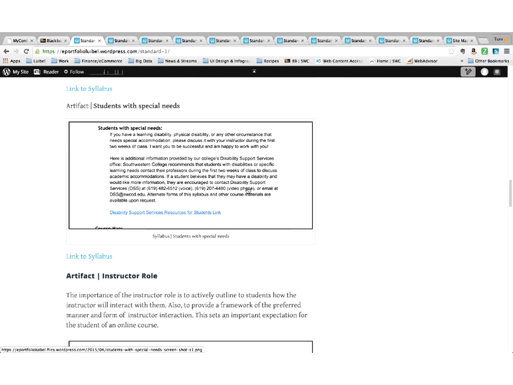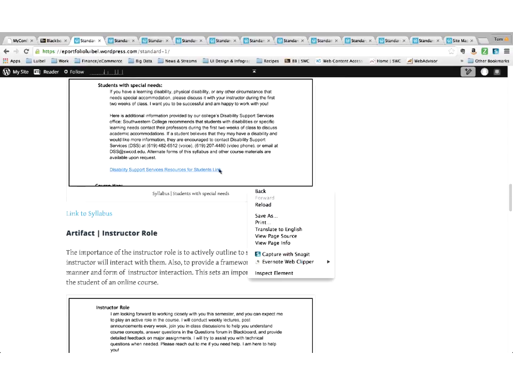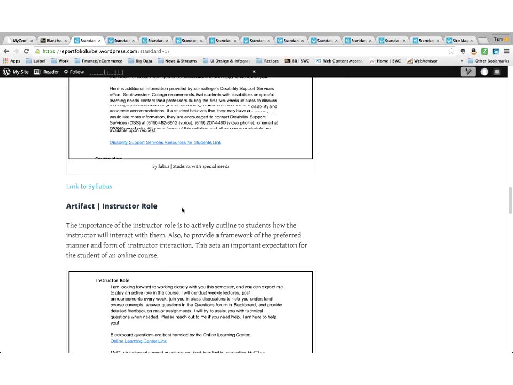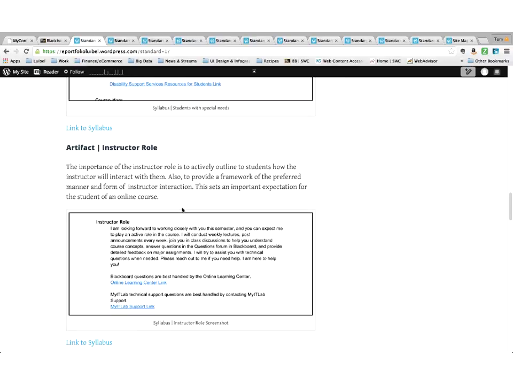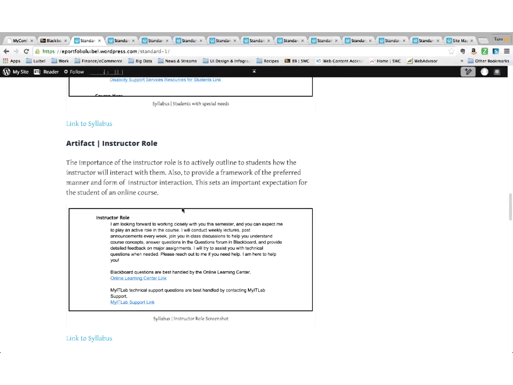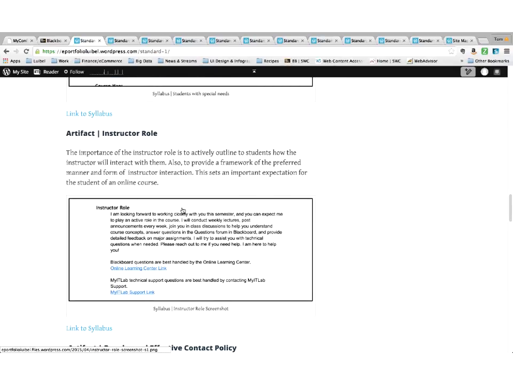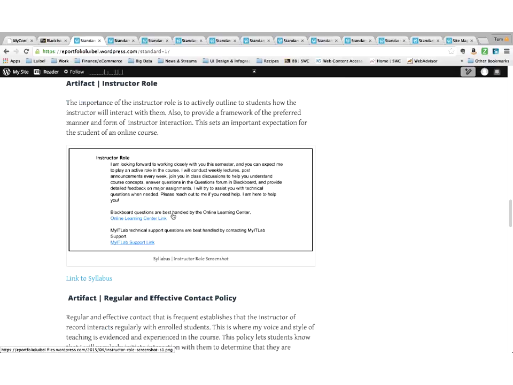And I just kind of reassure them that I'm on their side and I'm going to help them and accommodate them so that they have an opportunity to learn also. I also, in my syllabus, have an instructor role policy. I want to let them know that I'm going to be actively involved in the course and how I will interact with them. I want to provide a framework of the preferred manner and form of instructor interaction and set important expectations for an online course.